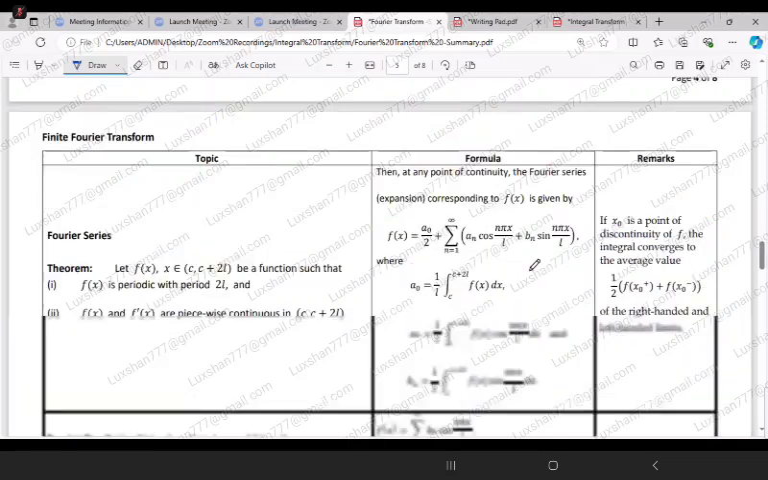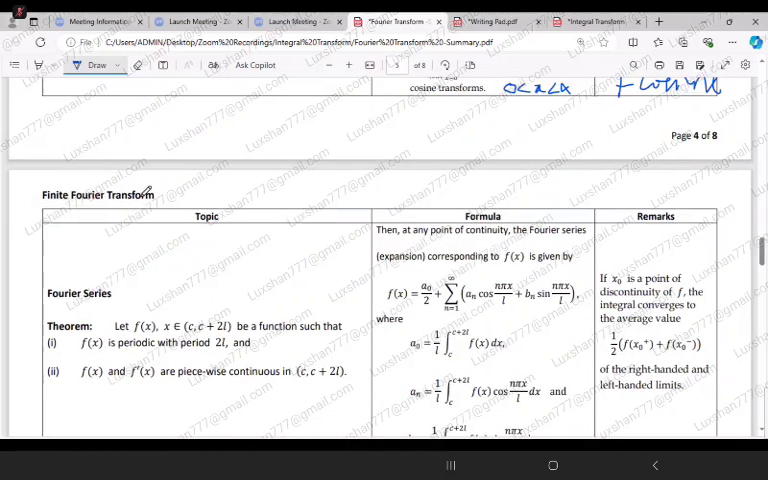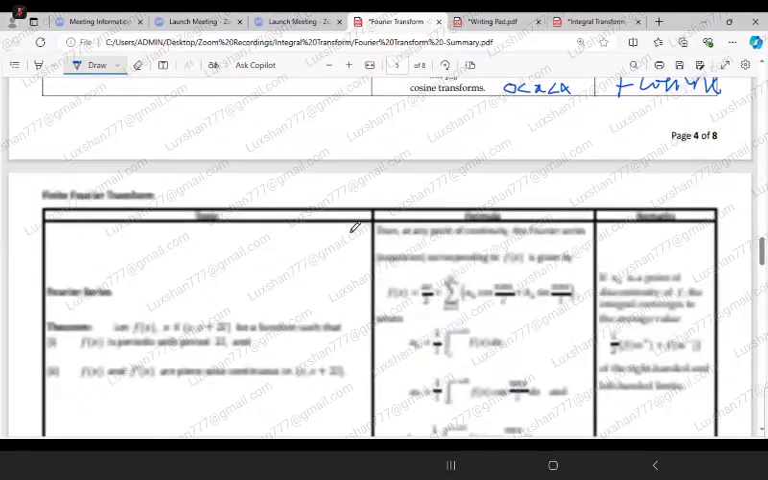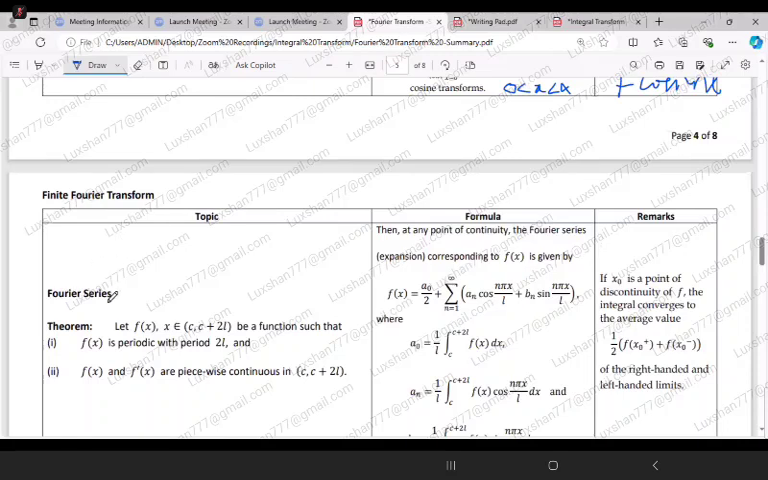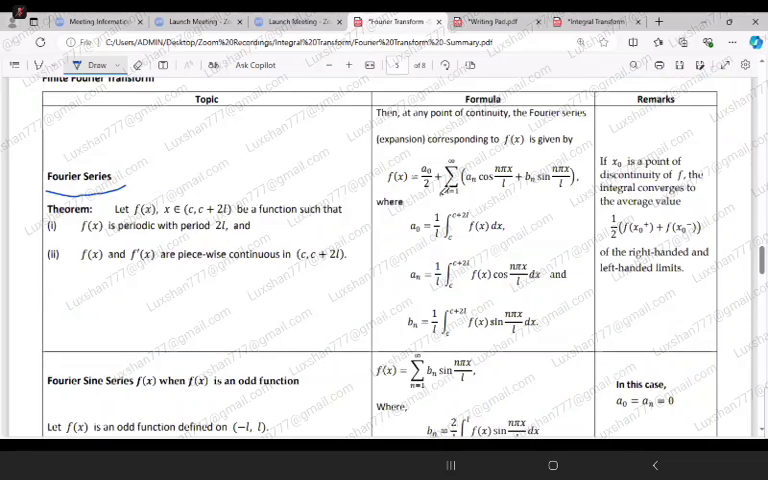Now if you talk about the finite Fourier transform, the same thing we are going to talk about for the finite case. In the finite case, instead of an integral representation, we give a series representation. The series representation is given in this form. At a point of continuity, we write it like this. At a point of discontinuity, we have to take the average of the two. Then look at the range: C to C plus 2L.